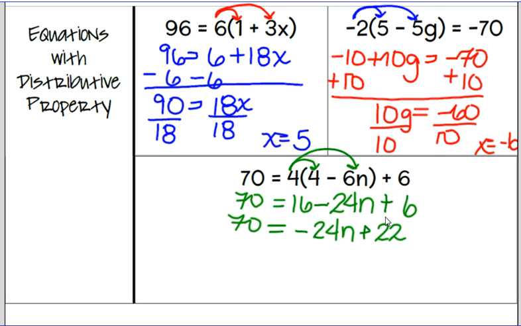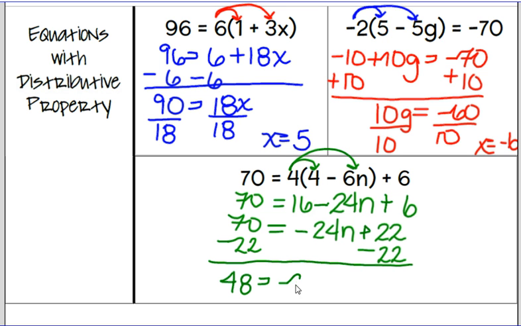So when I combine my 16 and my positive 6, I would rewrite my equation as 70 equals negative 24n plus 22. So then I'm going to solve for n. So I would subtract 22 from both sides. When I subtract 22 from both sides, I would have 70 minus 22, which would be 48, equals negative 24.